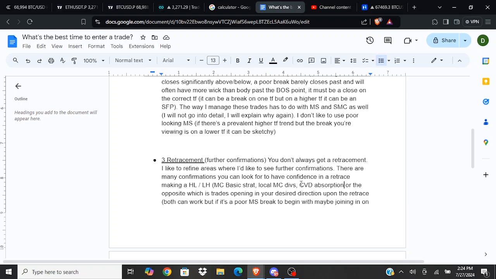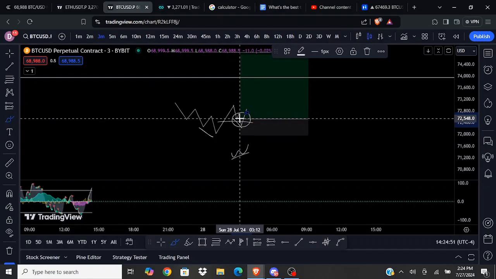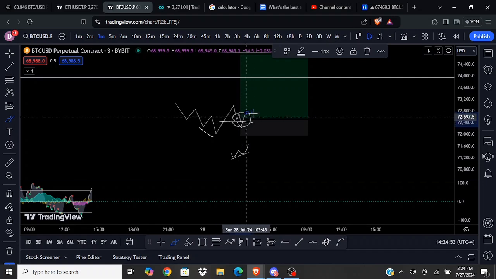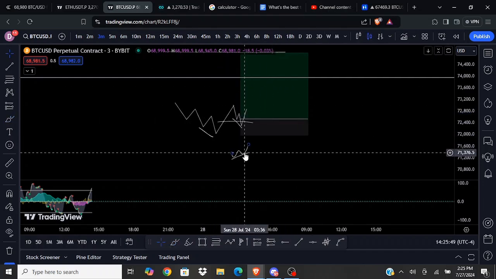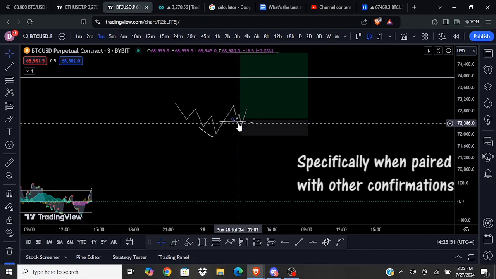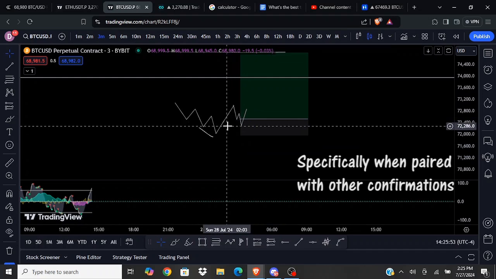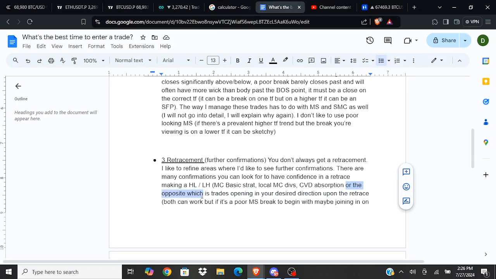You can also look at order flow, look for things like CVD absorption. If you want more details about CVD absorption and how exactly it works, again, check out my playlist. I do think CVD absorption is a great confirmation to use for a higher low or a lower high. Or you could look at the opposite, which is trades opening in your desired direction upon the retest.